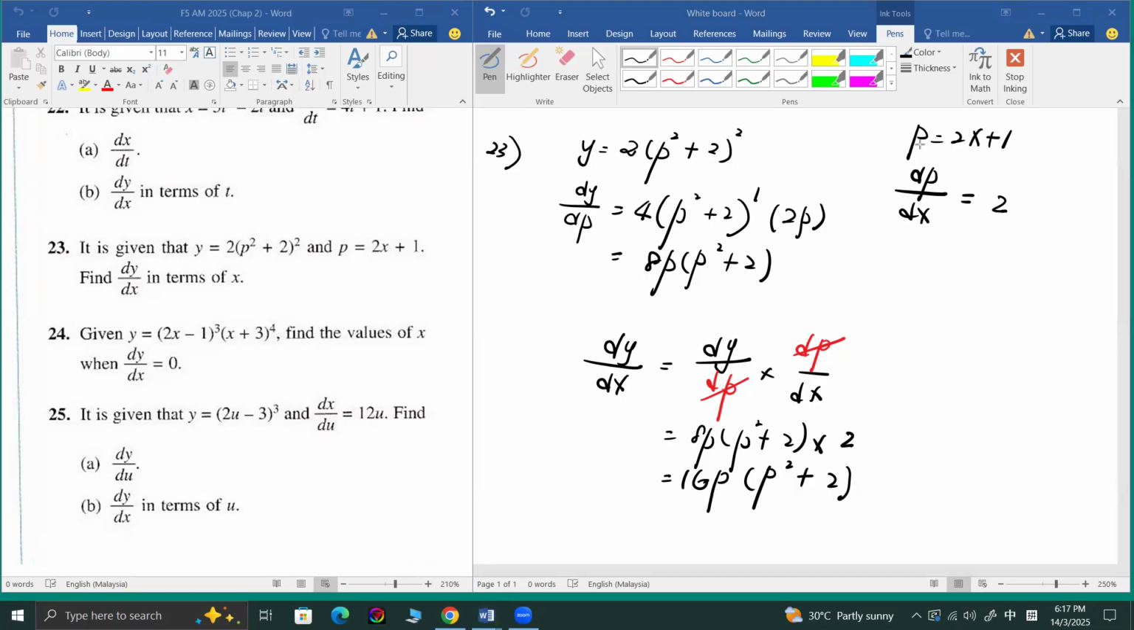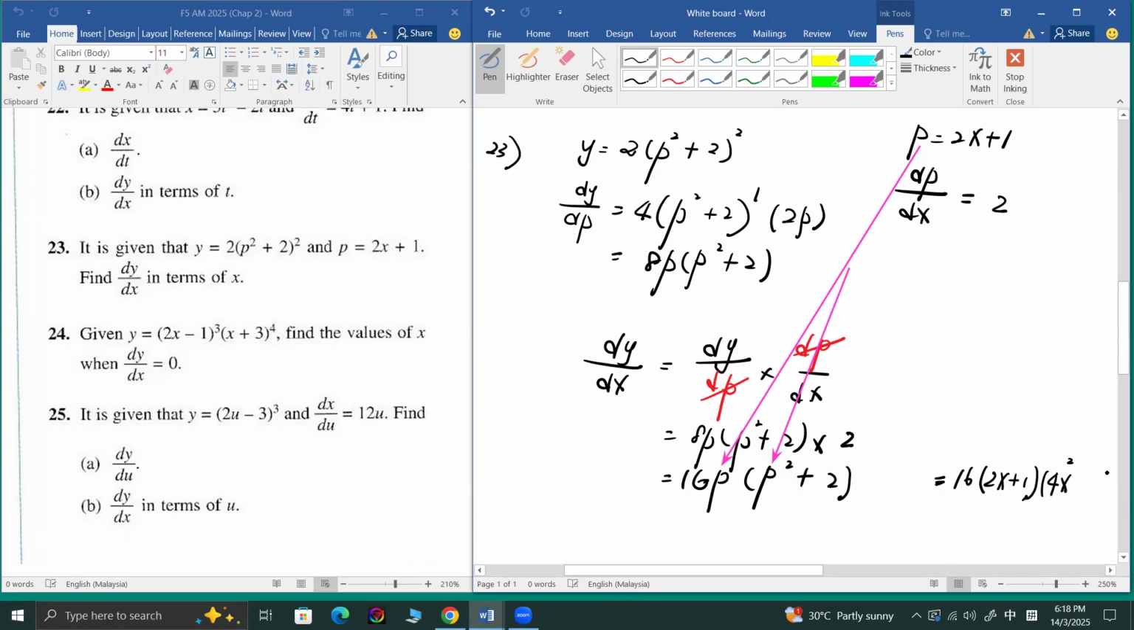You see the p here? You substitute p that equals 2x plus 1. After that, you simplify it, expand and simplify it to get dy dx in terms of x. So you substitute, then you see whether you can get this answer. The answer is 16, 2x plus 1. You do like last week, remember, when I asked you to simplify, to factorize, 4x squared plus 4x.